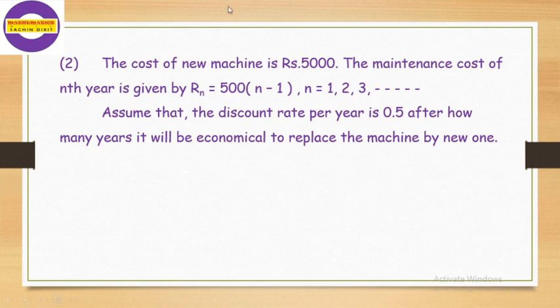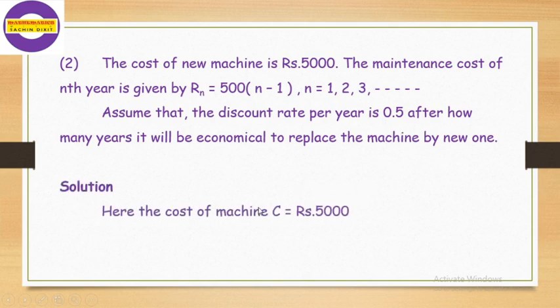These are the given terms. Here we cannot get the maintenance cost or running cost directly. It is given in the form of a function of n. That we have to mention here. Rn equals 500 into n minus 1, n varies from 1 to 3 and so on. And we are given the discounted rate, that is 0.5.